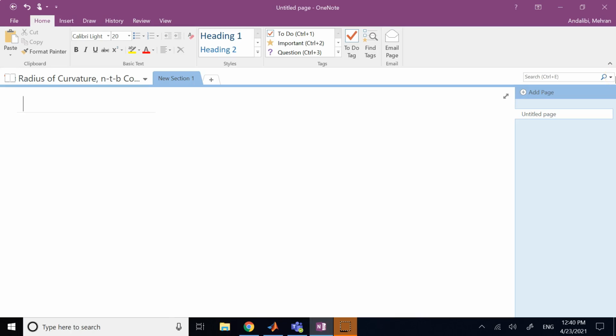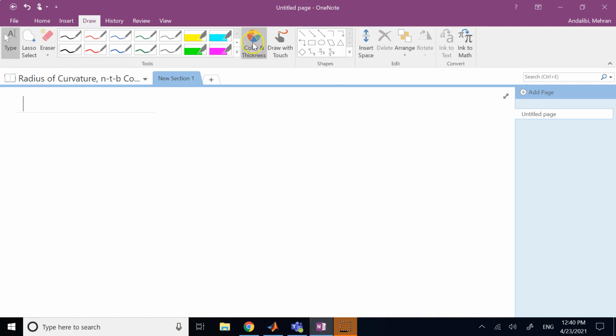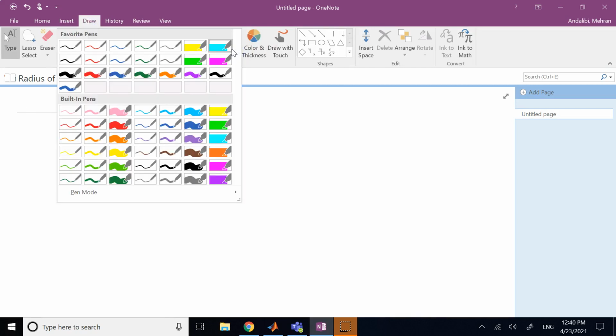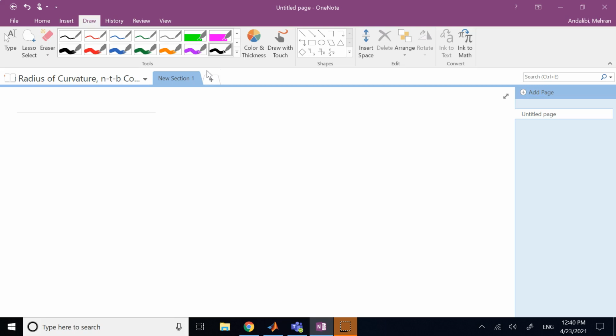Hello everyone. Today we are going to talk about a concept in calculus that is used frequently in dynamics, especially when we talk about a coordinate system called path coordinates, or sometimes normal-tangential-binormal coordinates. So first, let's look at this notion we call radius of curvature. And then we see how we are going to use it in dynamics.